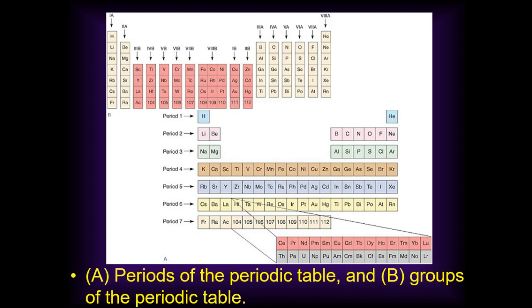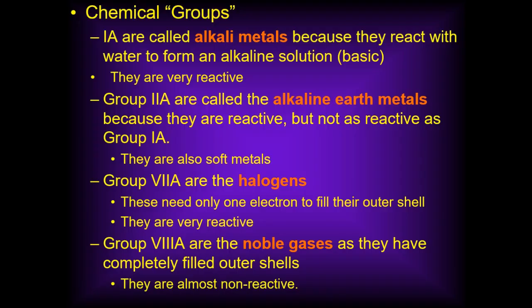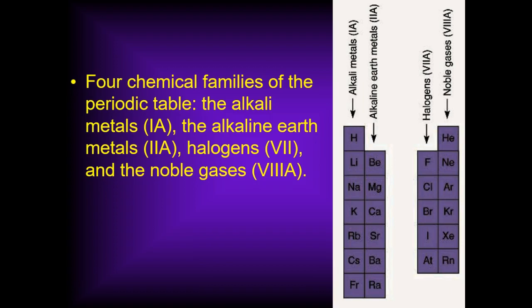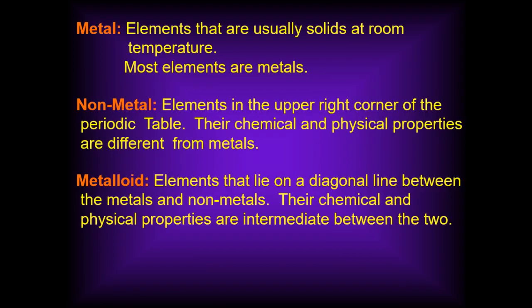Okay. So periods of the periodic table and groups of the periodic table are going to be some very important parts that we look at. So again, chemical groups, we have alkali metals, alkaline earth metals, halogens, noble gases. Okay, so copy this down if you want it. We just kind of went over it, so you don't need to copy it again. There's 4 chemical families. We just talked about that as well.